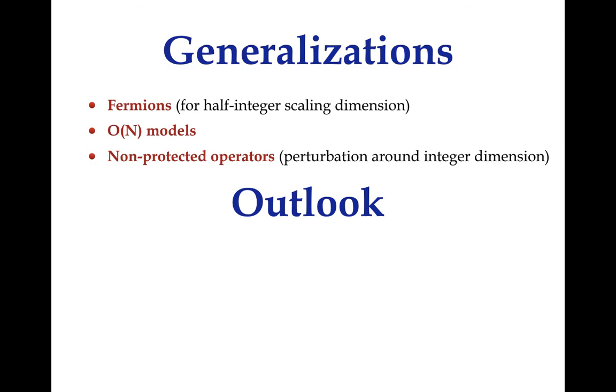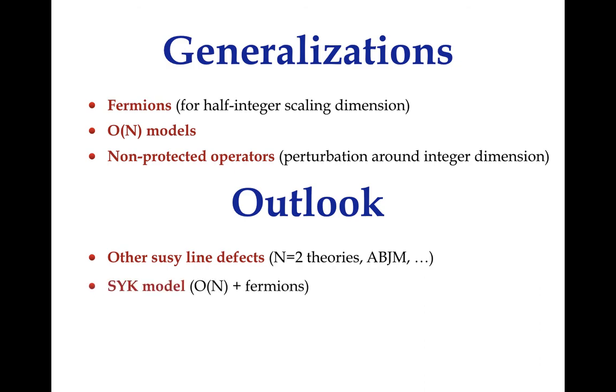Other possible applications of this method are other Wilson lines, so N=2 theories, line defects in ABJM and other applications, but also a very interesting model in one dimension, which is the SYK model. And finally, it's quite possible that the study of higher point functions is also simplified in one dimension, since there are always fewer cross ratios than in higher dimensions.